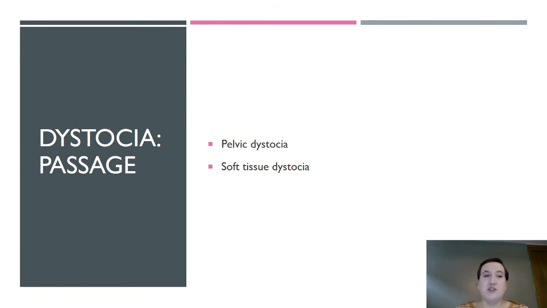So dystocia, or a difficult labor that's caused by something wrong with the passageway. Here we're going to talk about issues with the bony pelvis or with the soft tissues, like if there's an obstruction in the cervix that we didn't know about, or within the vaginal canal. Something as simple as a full bladder. If you have a full bladder, it's going to prevent that baby from making that fetal descent.